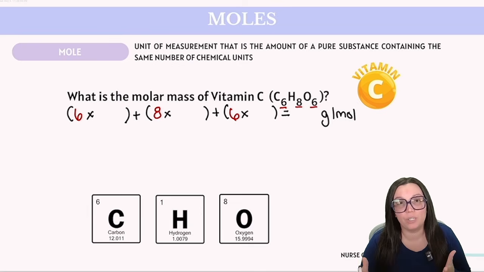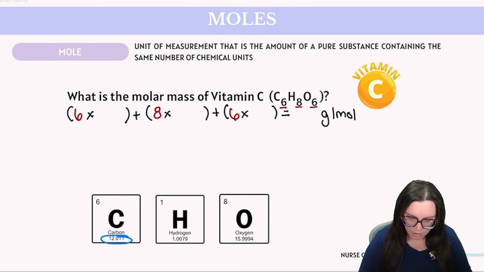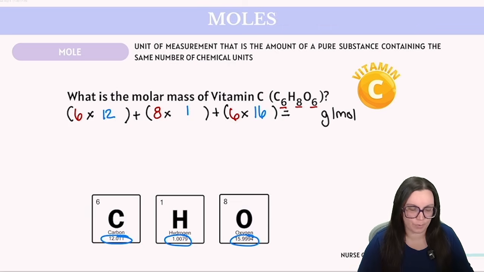Next, I want to multiply each individual element by its atomic mass. So as you can see here, carbon has an atomic mass of 12, hydrogen has an atomic mass of 1, and oxygen has an atomic mass of 16. Next, we want to perform the multiplication found inside our parentheses.